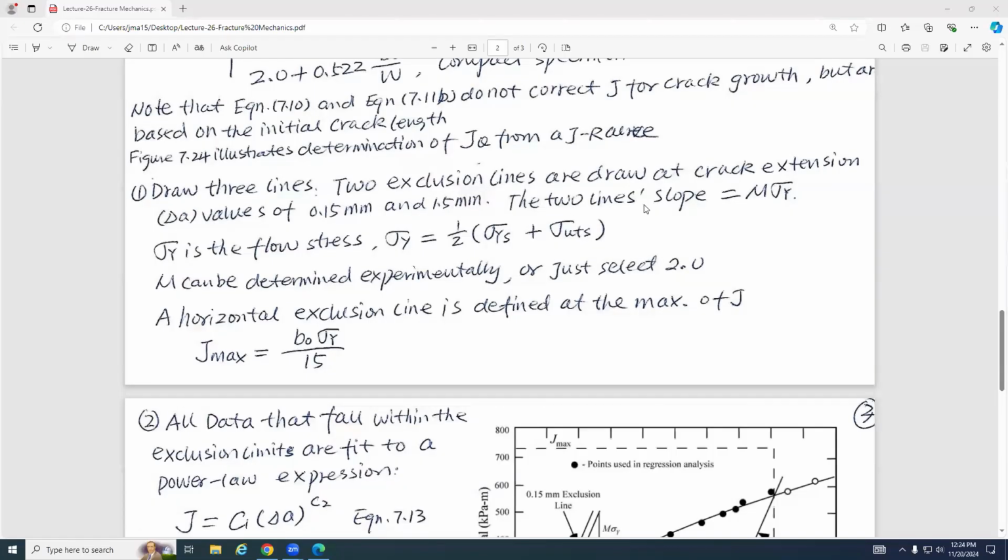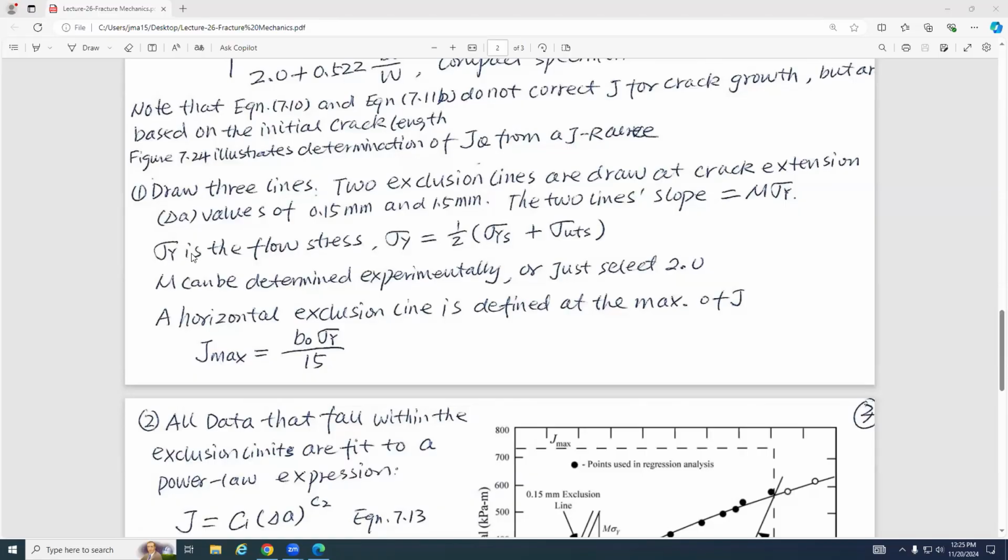And then use the slope. Slope equals M multiplied by sigma y, and sigma y here is called flow stress. You can see flow stress is the average of yield stress plus the ultimate stress. I want you guys to pay attention to this, otherwise you will be confused. Keep in mind, sigma y in this context is different from sigma ys. Sigma ys is yield strength, and sigma y is the flow stress.